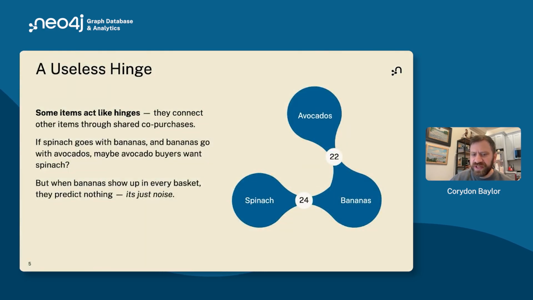So you should think of it like this. Whenever we recommend items, we should consider some items to be like hinges towards others. If baby spinach and bananas are bought together and avocados and bananas are bought together, then perhaps someone who buys spinach would also want avocados. But here's the rub. If every grocery store basket has bananas in it, then it's not a very good hinge. It doesn't provide any personalized recommendation about what else someone might want to buy. Whenever bananas are in every basket, their presence is not a good predictor of what other items will be in that basket. It's just noise.